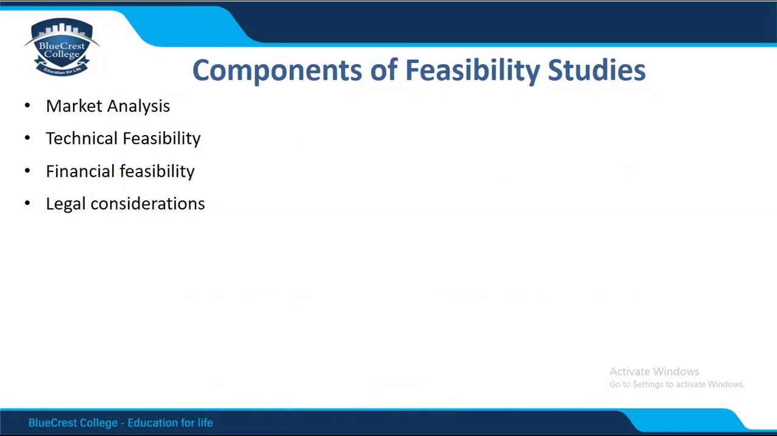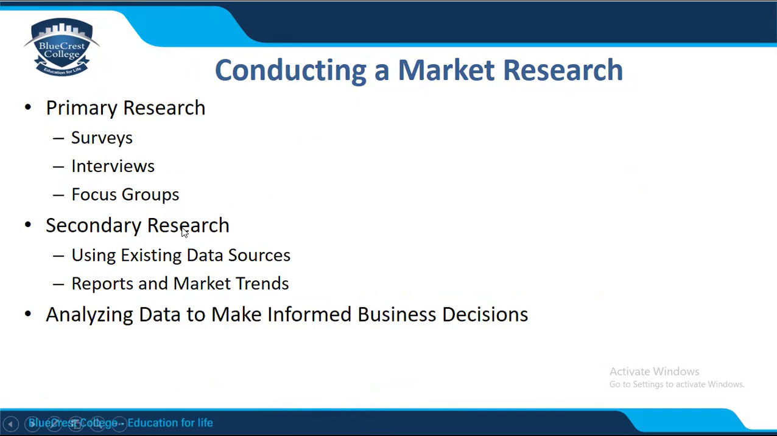Okay, so for the feasibility studies, you may need to do a market analysis. You may have to conduct the technical feasibility. You will also have to do the financial feasibility, and then also look at the legal considerations, right? Then we also look at how to conduct a market research. So in conducting a market research, there are several ways that can be done. You can do a primary research or you can do a secondary research. The primary research is where you go out there and conduct surveys, interviews, and focus groups.